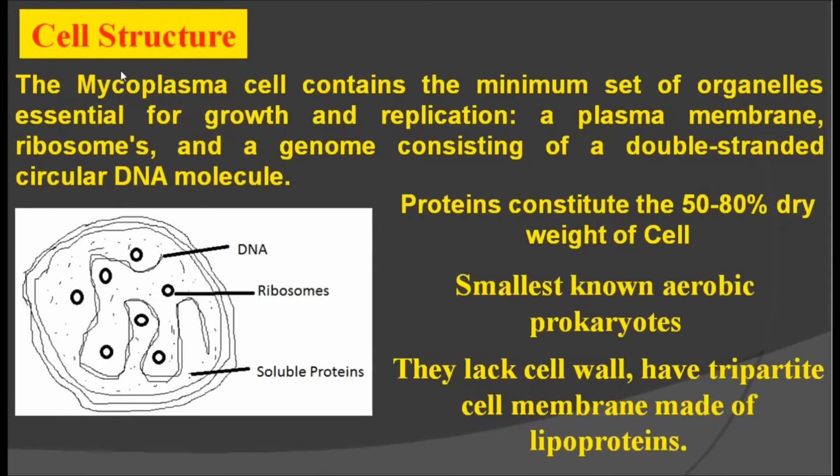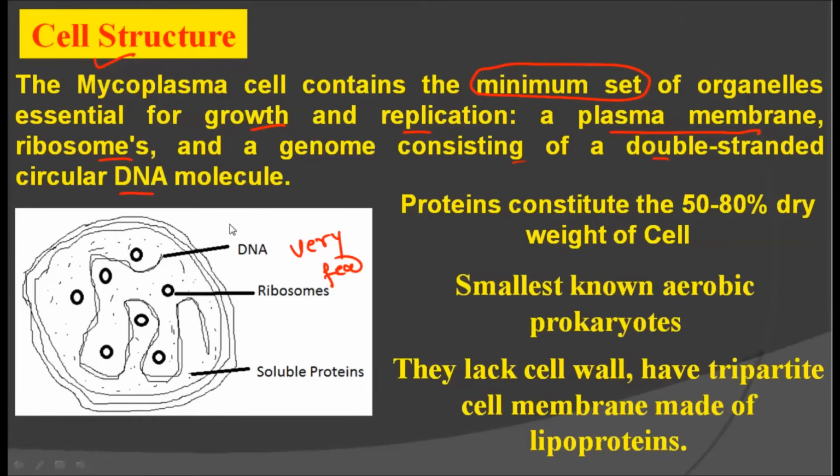Next is the cell structure of the mycoplasma. The mycoplasma contains the minimum set of organelles that is essential for growth and replication. Unlike eukaryotic cells, the mycoplasma cells have very few organelles essential for survival. They have a plasma membrane, ribosomes, and a genome consisting of a double-stranded circular DNA molecule, and there are no membrane-bound organelles like mitochondria, chloroplast, Golgi complex or endoplasmic reticulum.